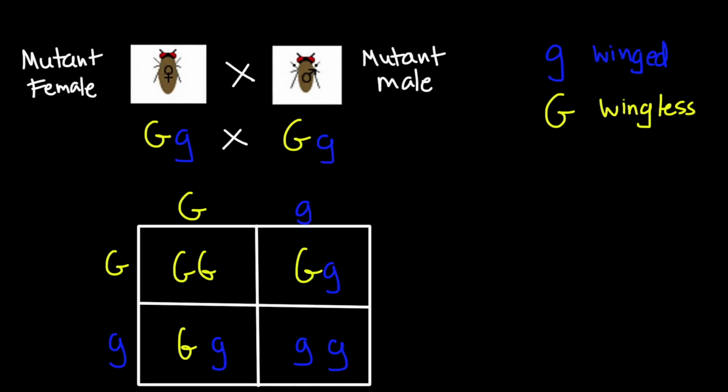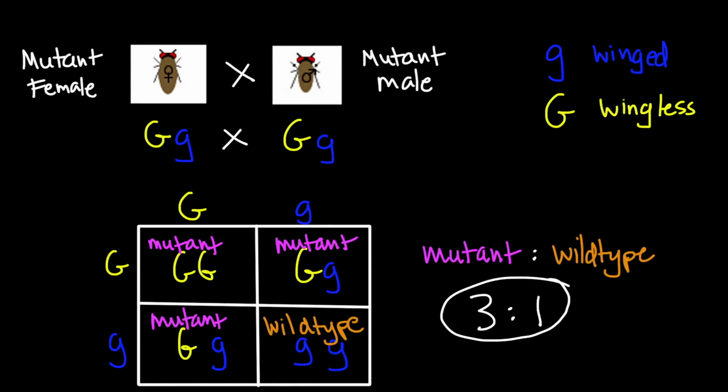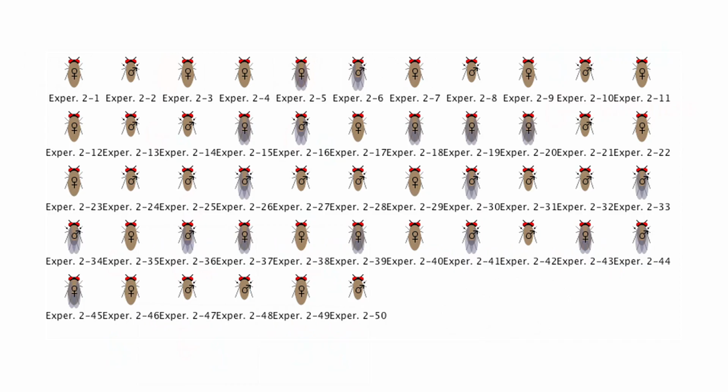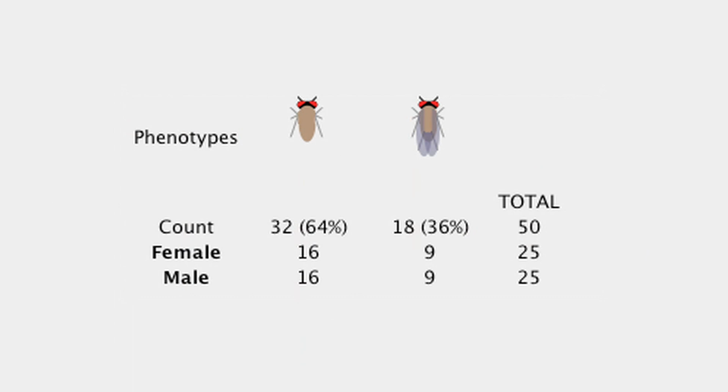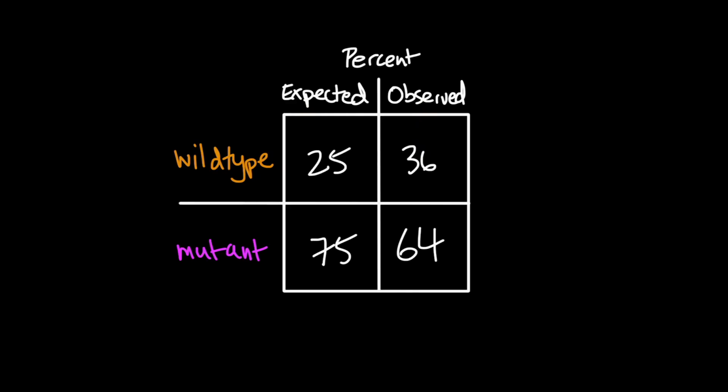Performing this cross using a Punnett square, you would expect a 3-to-1 ratio of mutant to wild-type flies. You perform the cross with the parental mutant flies. The cross produces 50 progeny. 32 are mutant and 18 are wild-type. So, only 64% of our flies are mutant, even though you expected 75% of them to be mutant.